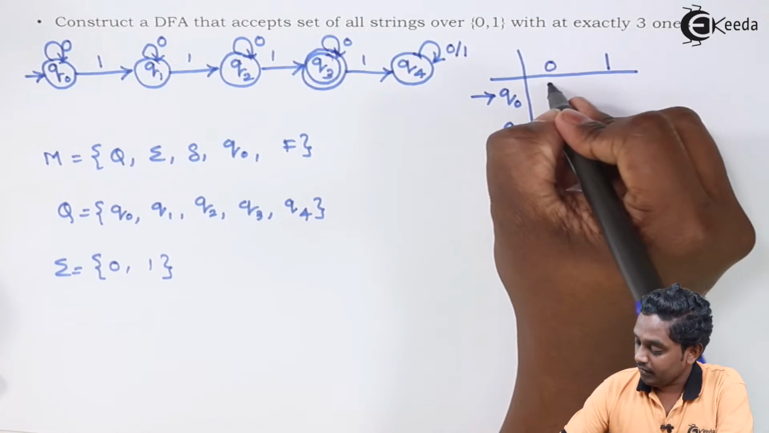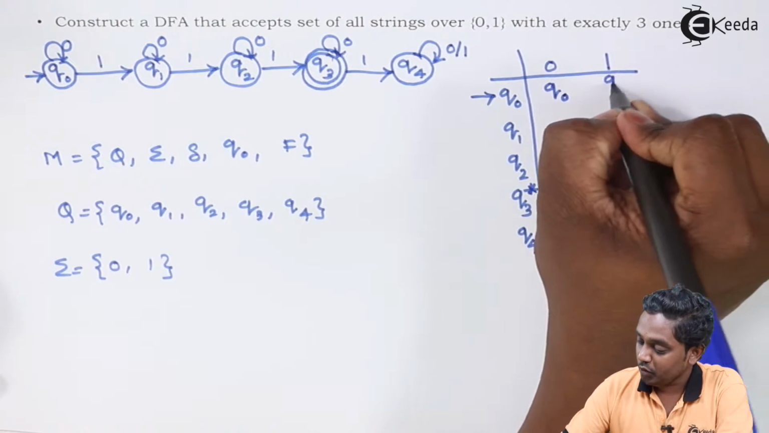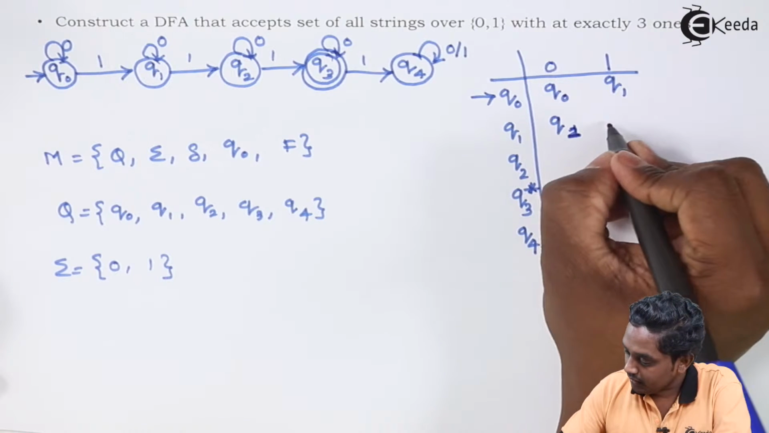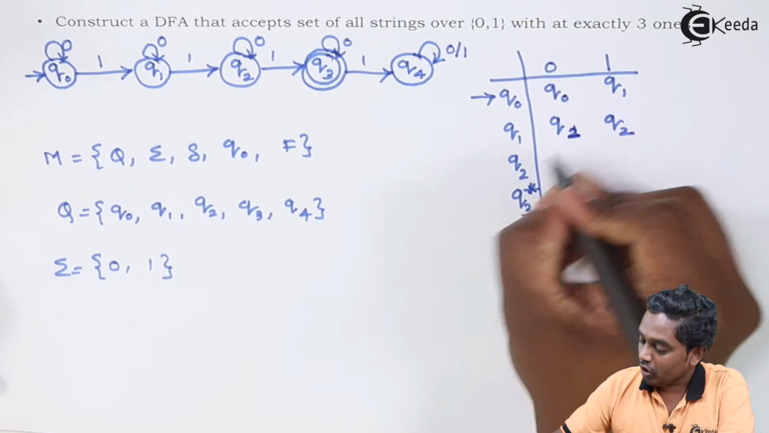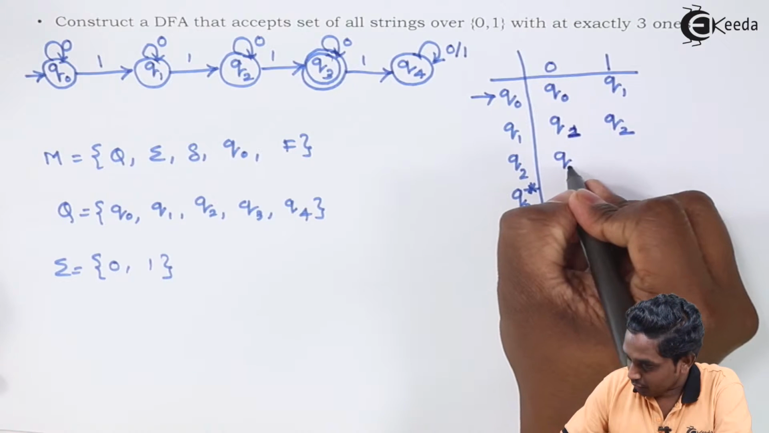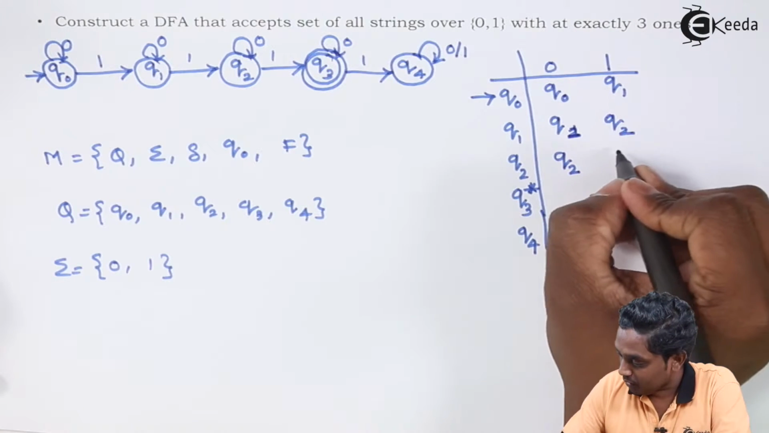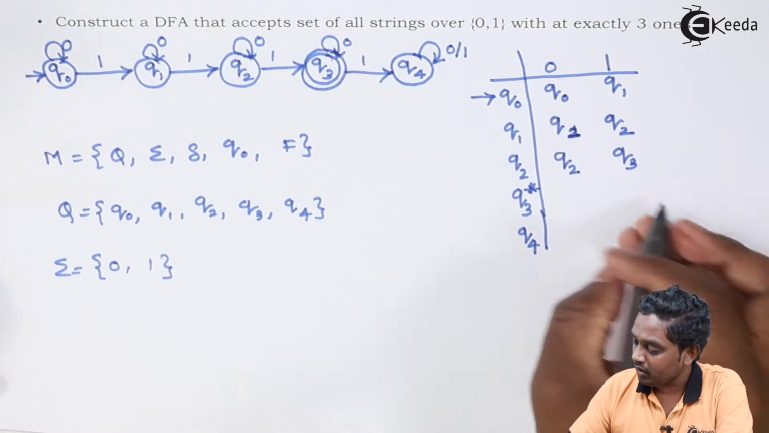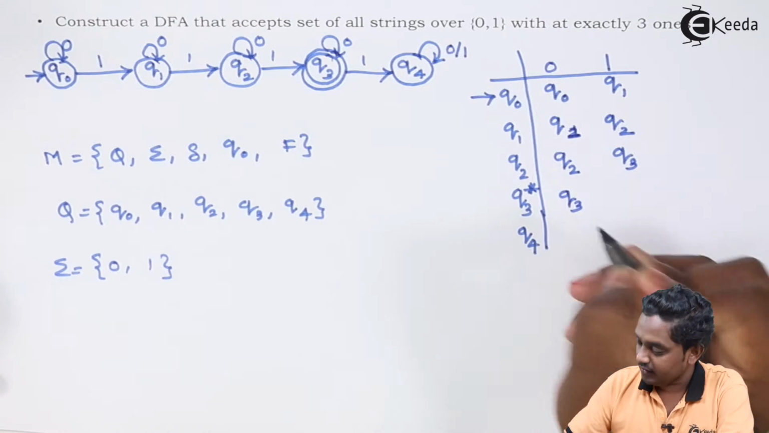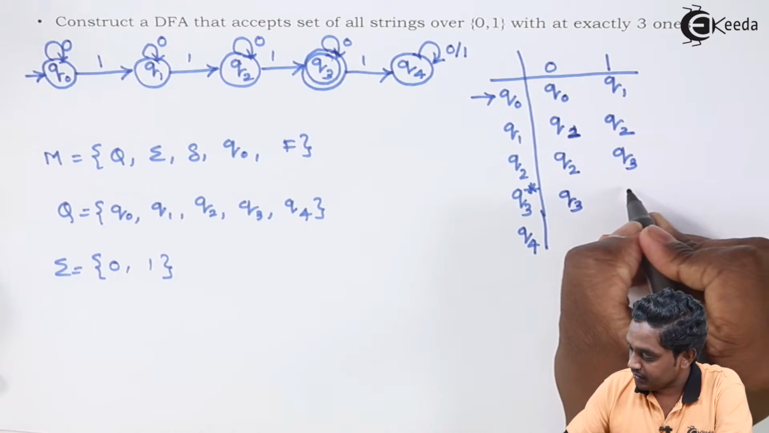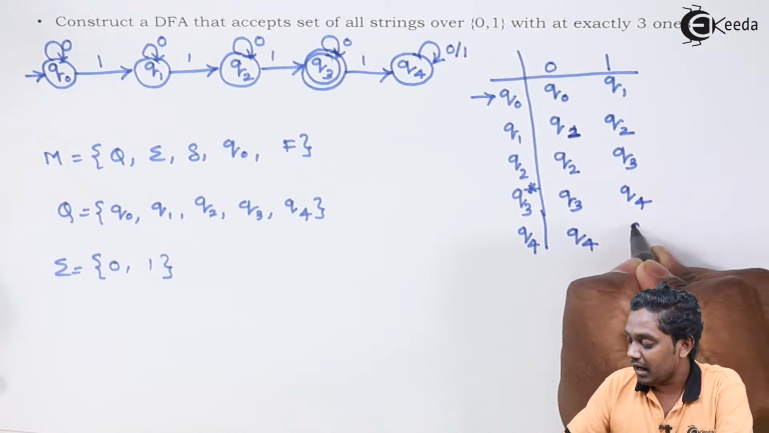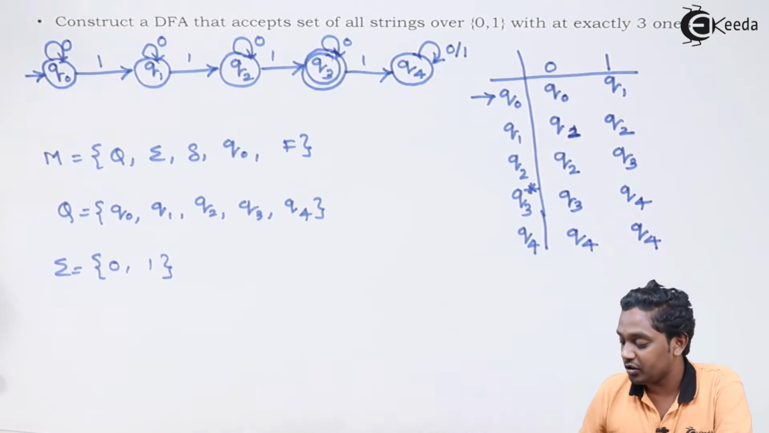On 0, it is staying back to Q0. On 1, it is going to Q1. On 0, it is staying back on Q1, and on 1, it is going to Q2. On Q2, it will stay back on Q2 unless it is 0, and it will go to Q3 on a 1. Q3 is going to stay back in Q3 itself unless it is 0, and then it will have a transition to Q4. Q4 is having a transition to Q4 only, having either the input symbol 0 or the input symbol 1.